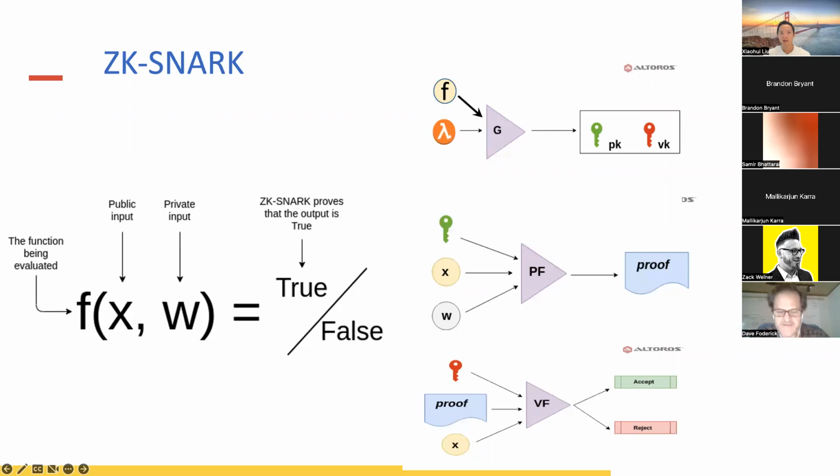He put it in chat. Oh, sorry. Is the lambda only known by the prover? I think so. Yes. So here's the thing.